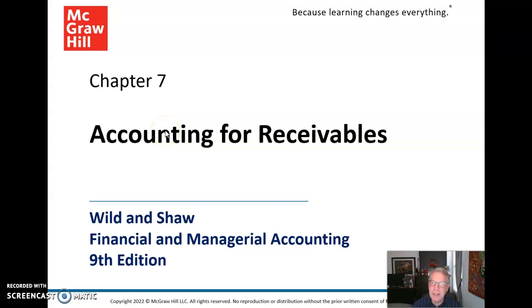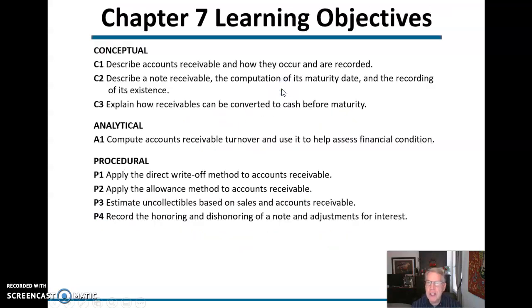Welcome back, everybody, to Chapter 7, Accounting for Receivables. In this chapter, we're going to take a look at how receivables occur, but also how we compute its maturity date and record that, and how receivables get converted to cash before maturity. You have a little bit of an introduction to that; we've gone through.